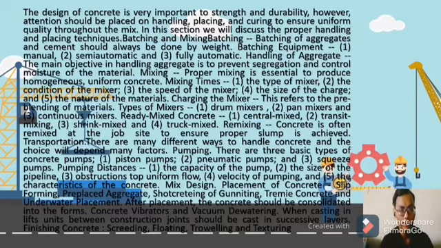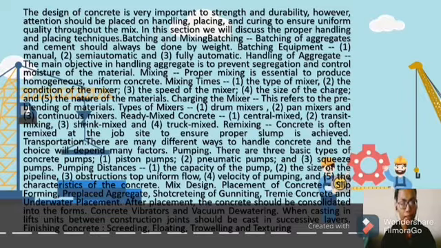After we are done with batching and mixing, we must do transportation. There are many different ways to handle concrete, and the choice will depend on the manufacturer. In general, any means of transportation should protect the concrete from water and avoid segregation. Then, pumping. Typically, concrete can be pumped more than 1,500 feet horizontally and 500 feet vertically.